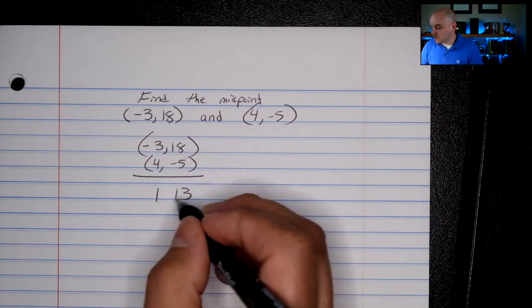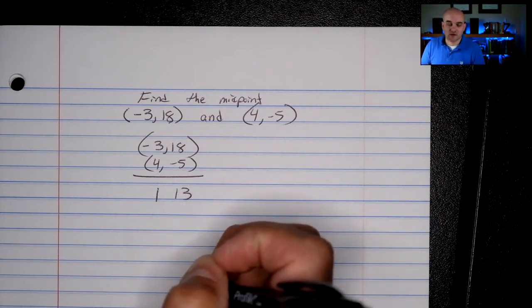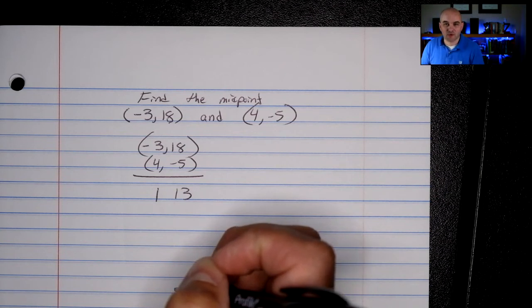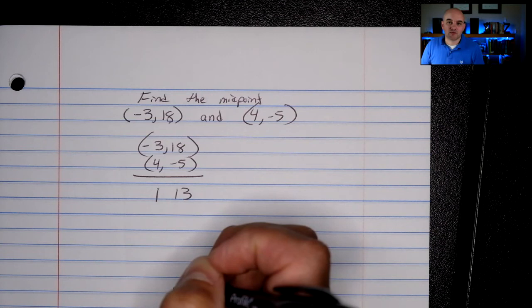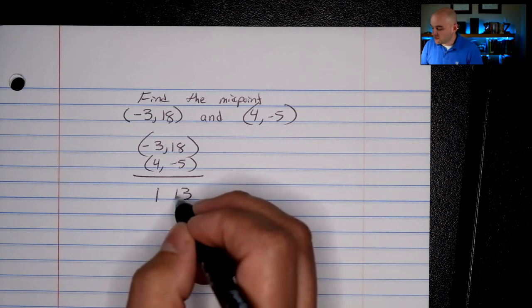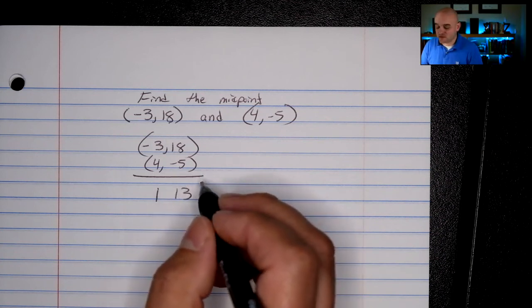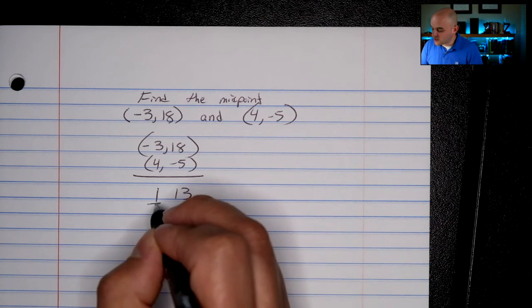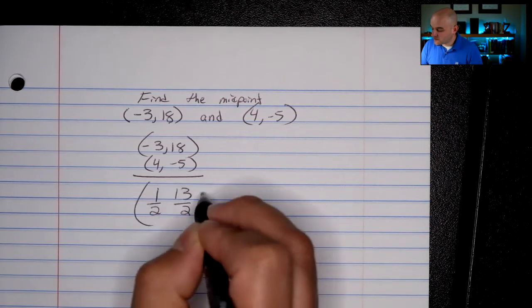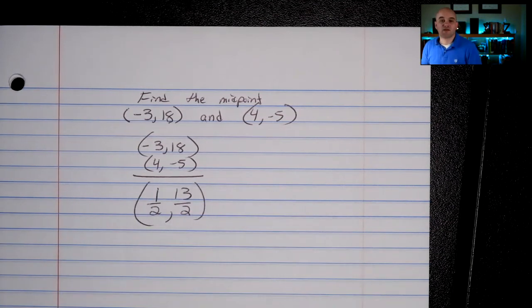Don't give me 0.5 and 6.5 here. We have to become comfortable with working with fractions because we're going to see them a ton. And as you get more comfortable with fractions, it's going to help you with your other math classes because we're going to use fractions a ton when you get to calculus. So divide both of these by 2. And that's where we're going to leave it. 1/2 and 13/2. Okay? Fractions are okay.